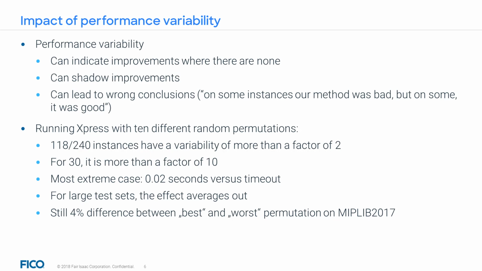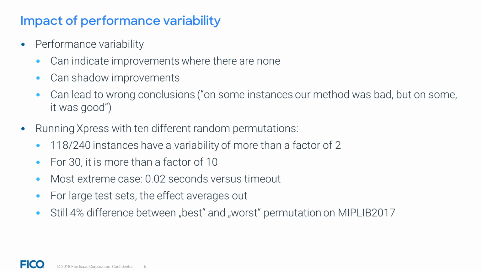On the slide, you can see some statistics that describe a set of experiments, for which we ran Xpress on the benchmark set of MIPLIB 2017. For each problem we generated 10 different variants by permuting the column and row order. One result of this experiment is that about half of the instances in the MIPLIB benchmark set have a variability of more than a factor of 2. Moreover, for 30 of them, this factor is even larger than 10.